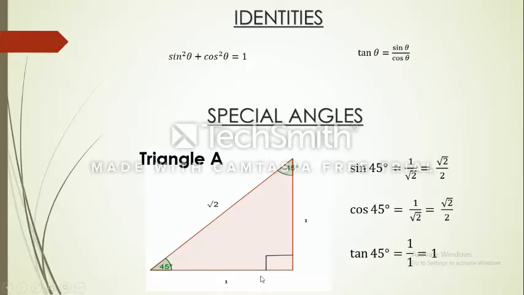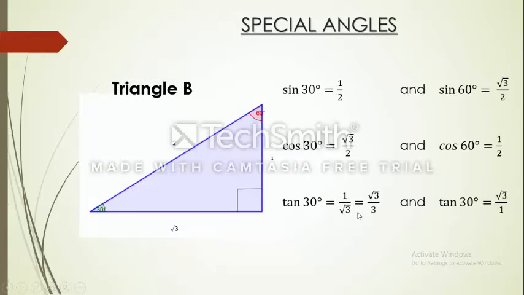Cos 45 degrees is equal to 1 over square root of 2, which is adjacent over hypotenuse, and it also simplifies to root 2 over 2 when we rationalize it. Tan 45 degrees is 1 over 1, which is 1. You would remember that tan is the opposite over the adjacent. Let's go to triangle B.